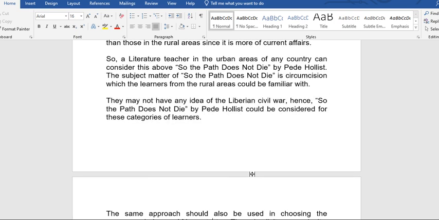So, a literature teacher in the urban areas of any country can consider this above So the Path Does Not Die by Pete Hollis. The subject matter of So the Path Does Not Die is circumcision, which the learners from the rural areas could be familiar with. As you can understand, the setting in So the Path Does Not Die is just about a local area, at least at the beginning. They may not have any idea of the Liberian Civil War, hence, So the Path Does Not Die by Pete Hollis could be considered for these categories of learners.